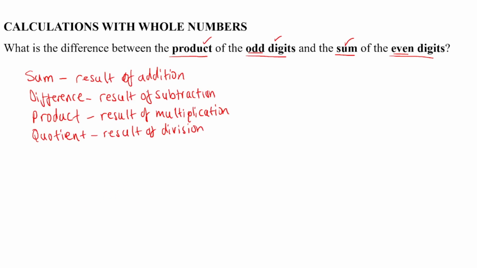So remember this. When you add, you get the sum. When you subtract, you get the difference. When you multiply, you get the product. When you divide, you get the quotient. And then the other thing we want to discuss is what? The even numbers and odd numbers.